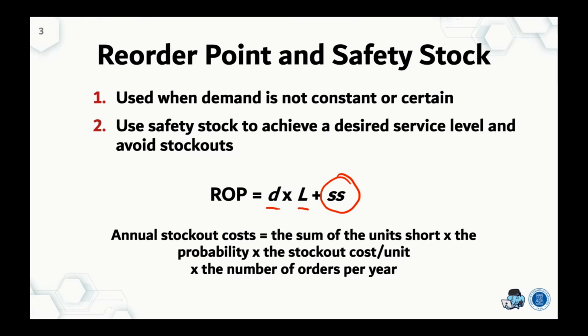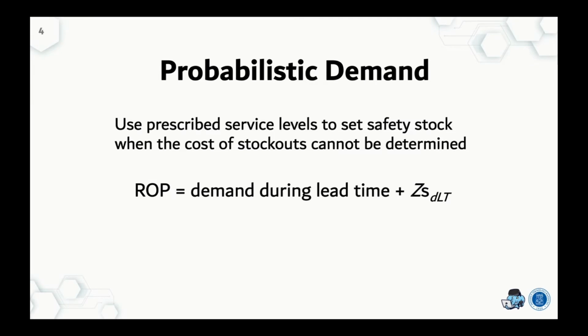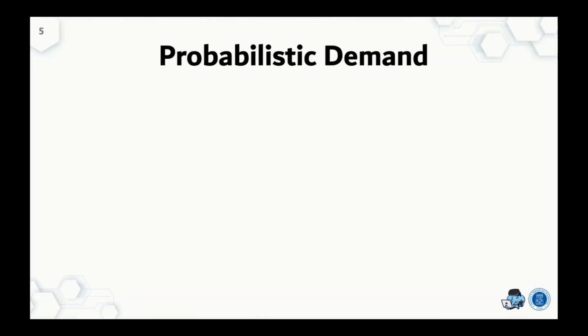So how do we calculate the safety stock? In probabilistic demand, we can use a prescribed service level to set the safety stock when the cost of stock out cannot be determined. This is the formula of reorder point, which is demand during lead time, D multiplied by L, plus Z score. This Z score represents the safety stock that we already prescribed before, multiplied by the standard deviation of the demand during the lead time.